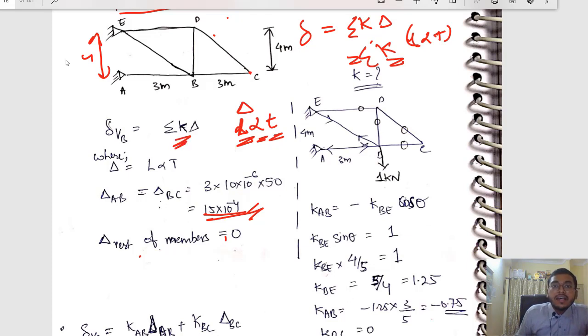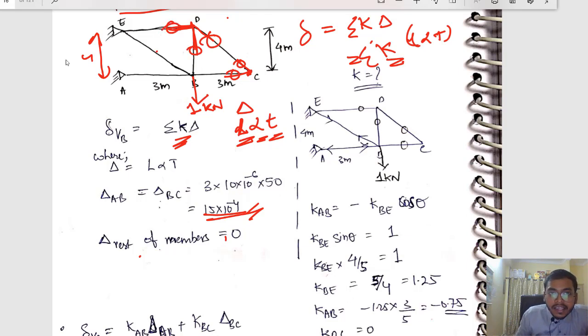Now let us calculate K. You apply the unit load wherever you want the deflection. So I am applying a 1 kilonewton load at B. Now see this joint: two members meeting and no external load, so 0, 0. Again, see this joint D. There is an external member, but it is 0 force, so you can ignore it. So two members meeting and no external load, again 0, 0, right?